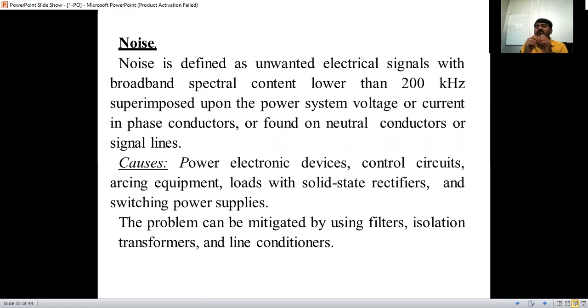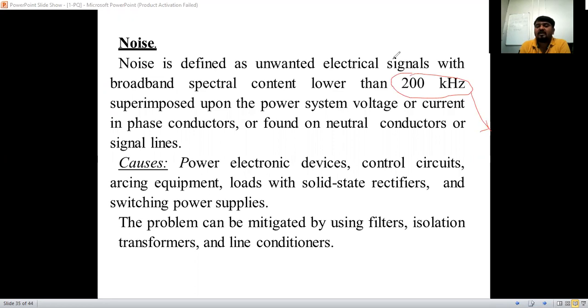What it will produce is continuous noise, and some sparking will occur over there and some heat will be produced, with continuous burning of that one. So that is called broadband spectral content, we are going to consider here now. The frequency of that one should be less than 200 kilohertz. What is our normal fundamental frequency?